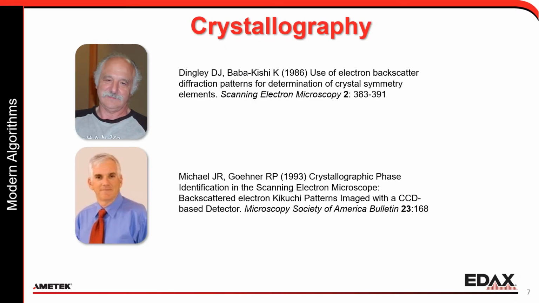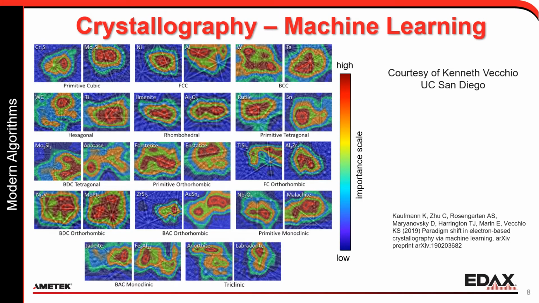Early on, crystallography was very much the focus of EBSD work, particularly of David Dingley's work. Later on, Joe Michael jumped in and had a lot of good ideas as well in the area of phase identification. Since then, indexing and orientation, kind of microtexture work has taken over, and crystallography has lagged behind. I think there's a real opportunity for EBSD to play a greater role in things like crystal symmetry and phase identification. Machine learning has been applied to the problem of resolving crystal symmetry elements.